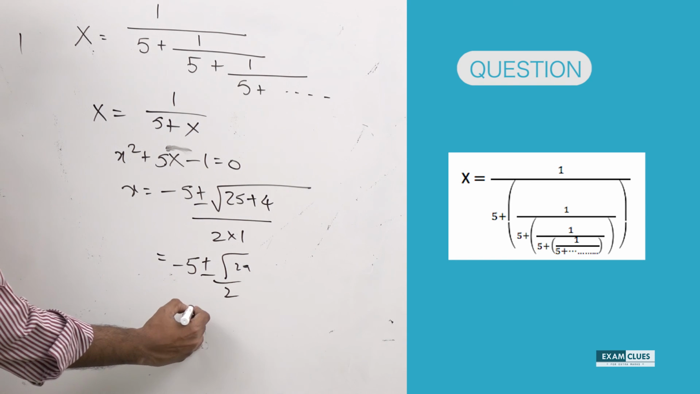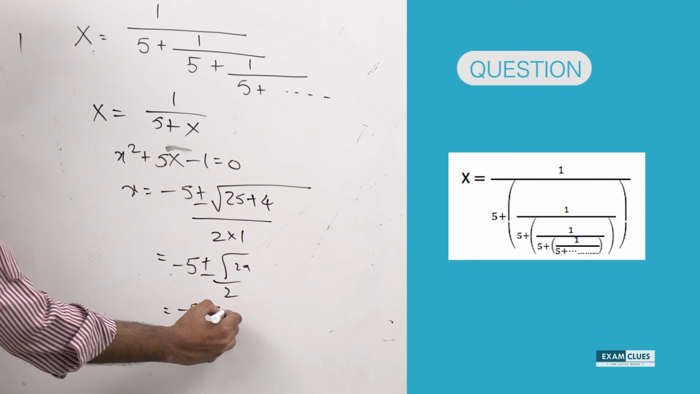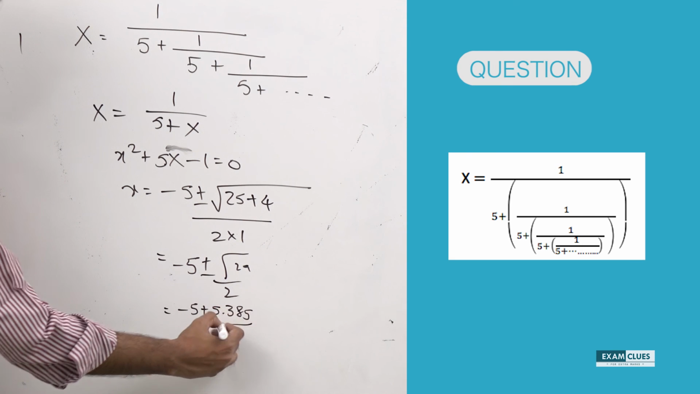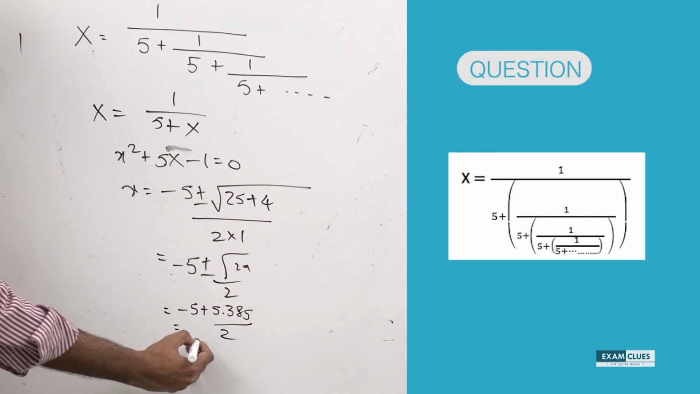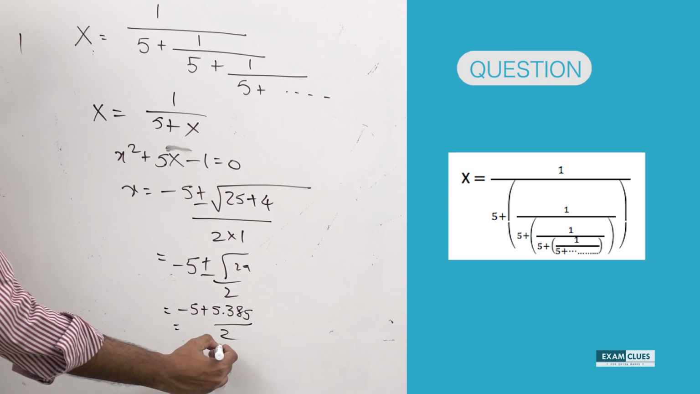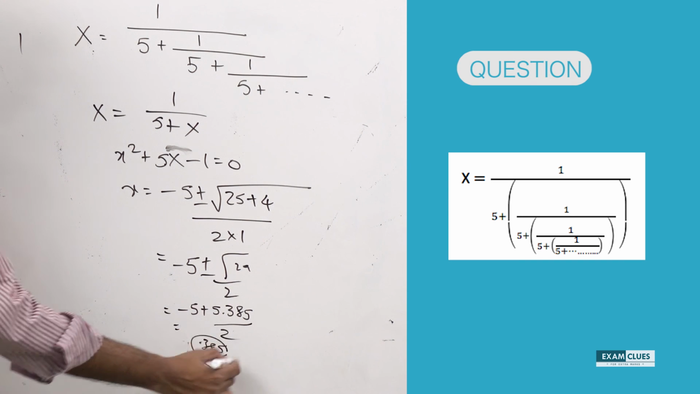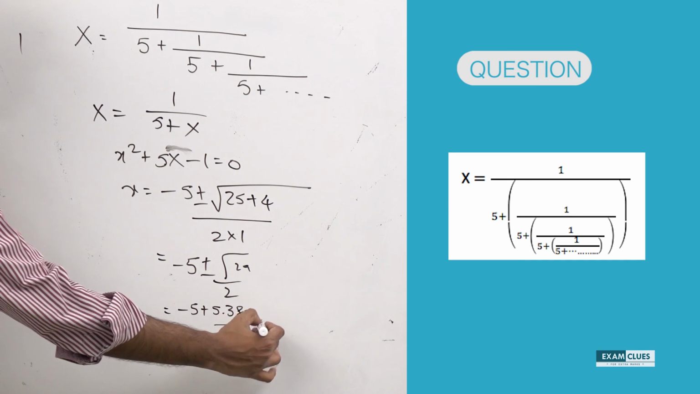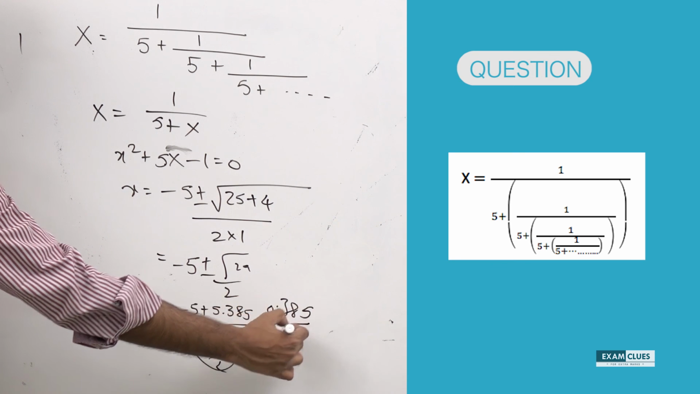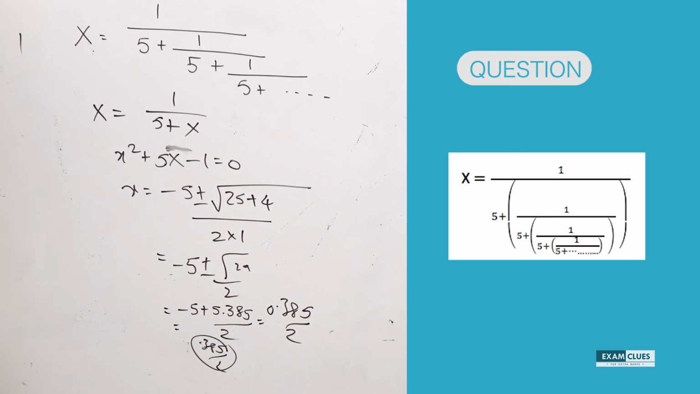This is nothing but minus 5 plus 5.385 divided by 2. I will be getting 0.385 divided by 2. I took only the positive value. So this will yield us 0.1924 and so on, because I just took an approximate value there. So using quadratic equations also we can answer this question.